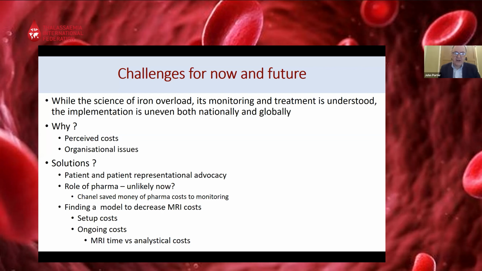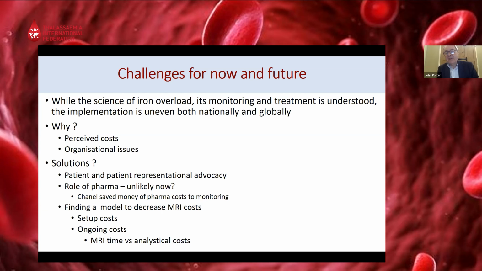Why is that so variable? Well, perceived costs and organizational issues. Now, my personal view is that the costs of monitoring are not that expensive when you think of the global costs of transfusion, when you think of the global costs of chelation. It's not that much. The main cost is buying time on an MRI machine to monitor the patients. That's the main challenge internationally.